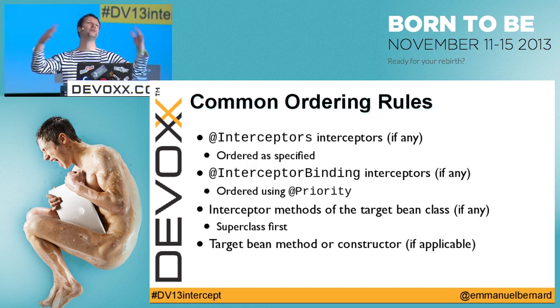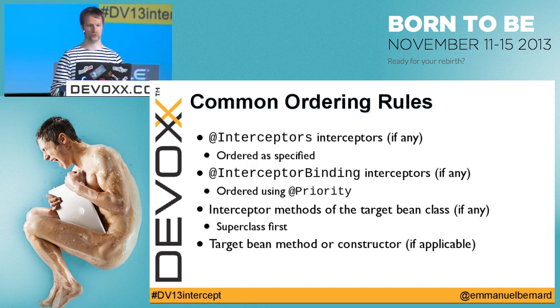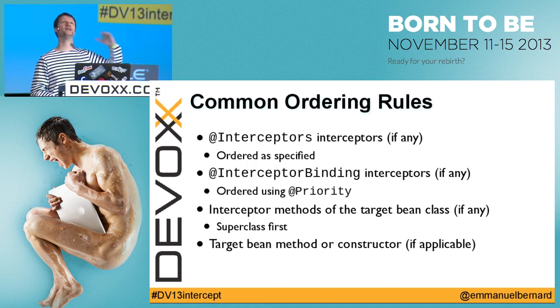But anyway, we had to define some kind of global ordering rules so that your application actually does what you expect it to do. So the container first calls all the interceptors that are defined with the add interceptors annotation explicitly on your bean. Once all of them have been executed, we go to the interceptor binding annotation. So if there is an interceptor binding annotation somewhere on the class, we will use those interceptors, and we do use the add priority ordering to order this subset of interceptors.